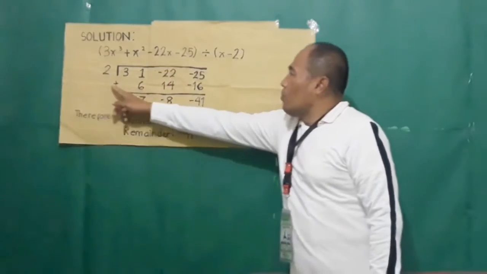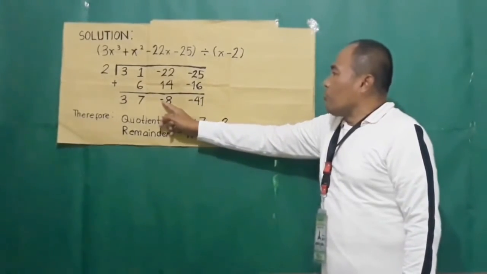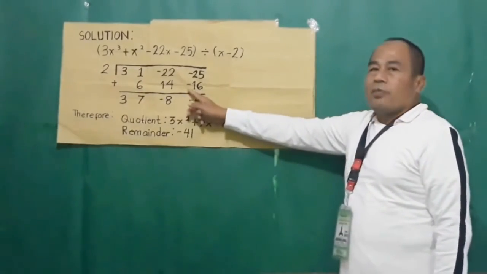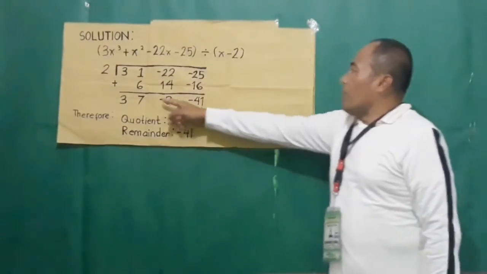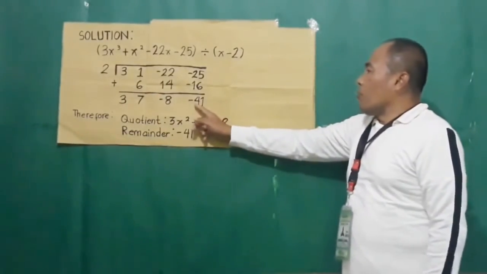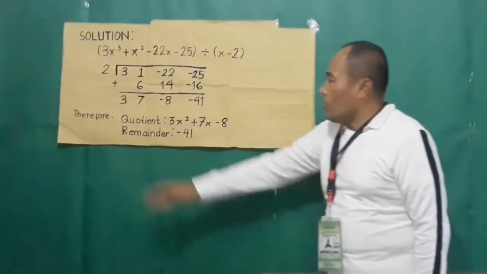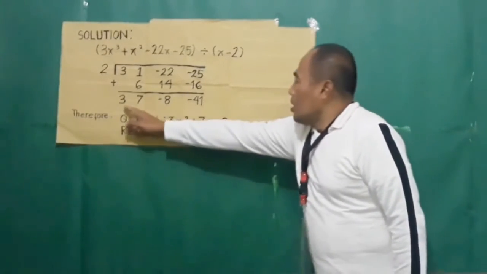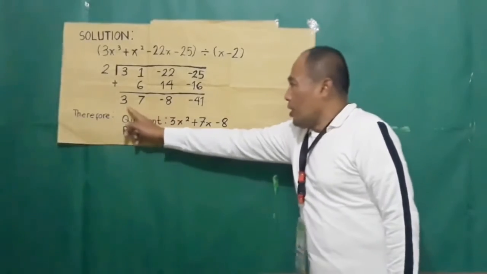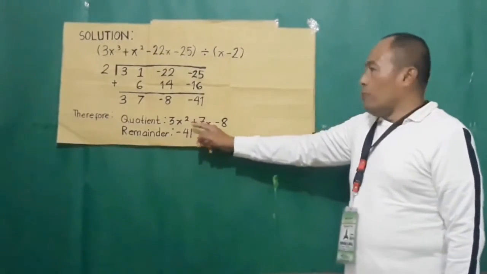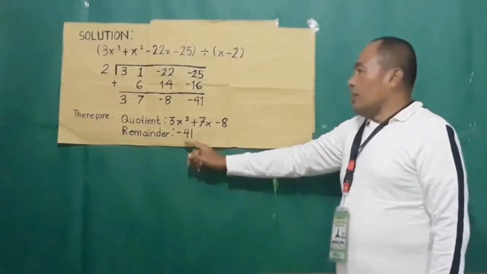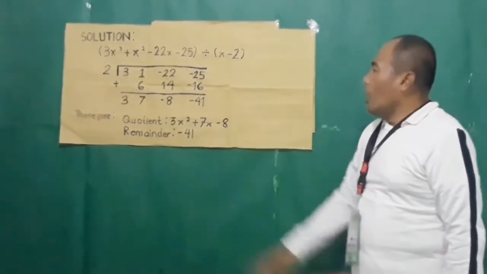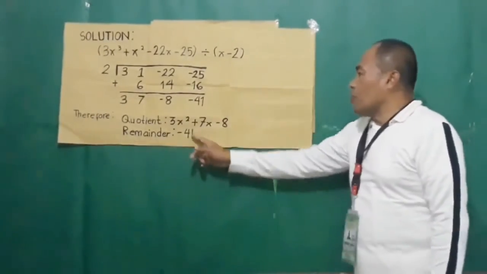Negative 22 plus 14 gives a result of negative 8. Negative 8 multiplied by 2, the result is negative 16. Negative 25 plus negative 16 is equivalent to negative 41. Therefore, the quotient is 3, 7, negative 8. The degree of the polynomial is second degree. You can write 3x squared plus 7x minus 8, and the remainder is negative 41.